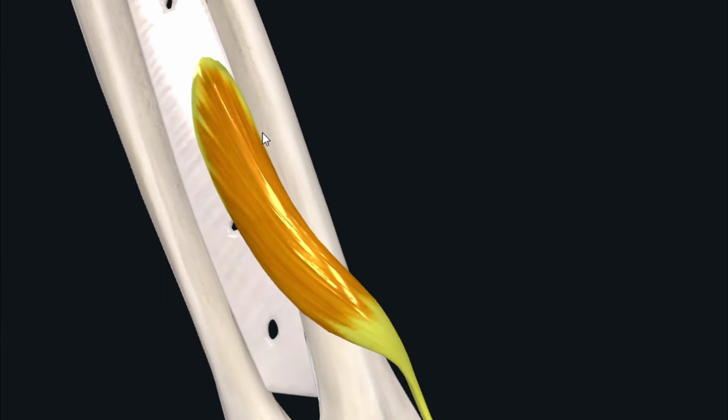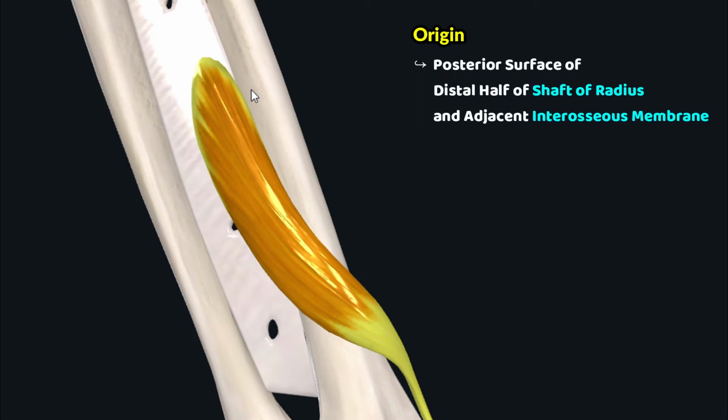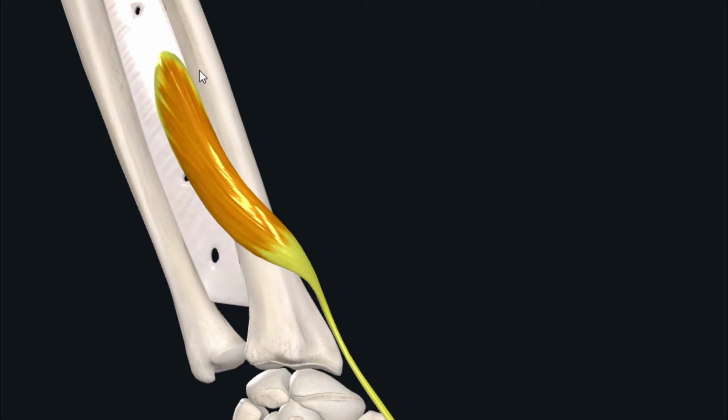So this muscle has got its origin from the posterior surface of distal half of shaft of radius and the adjacent interosseous membrane of forearm. And then just like its fellow muscle, the extensor pollicis longus, the muscle fibers of the extensor pollicis brevis muscle also form a muscle belly which travels down inferolaterally towards the wrist.